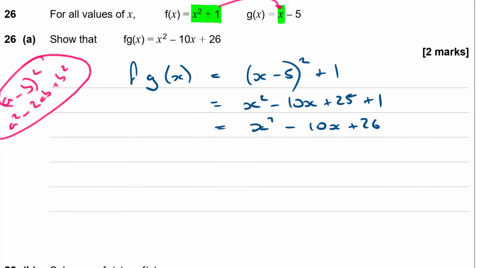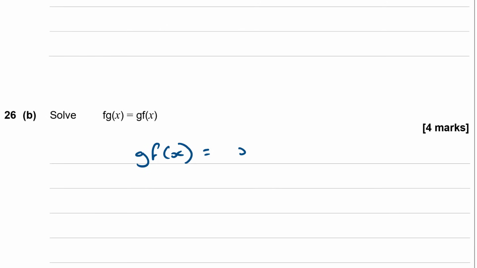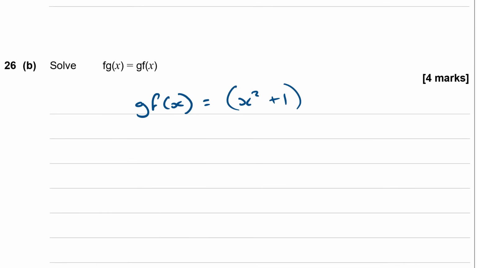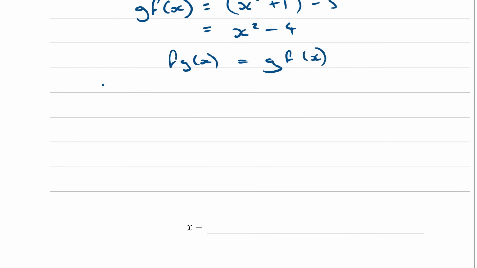So I'm going to get x squared plus 1, my x, take away 5, which is x squared minus 4, isn't it? Okay. Now I need to solve fg of x equals gf of x. Now we just showed that fg of x is x squared minus 10x plus 26. So x squared minus 10x plus 26. And we now know that's the same thing as x squared minus 4.